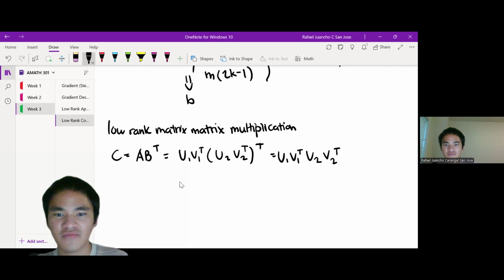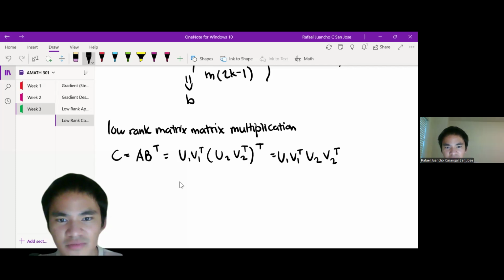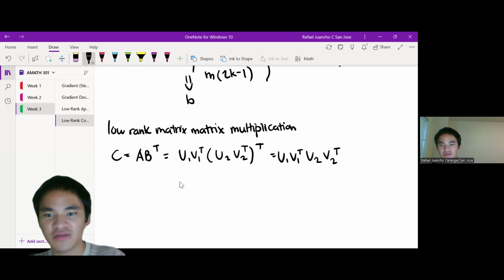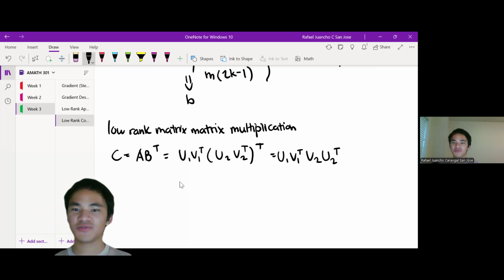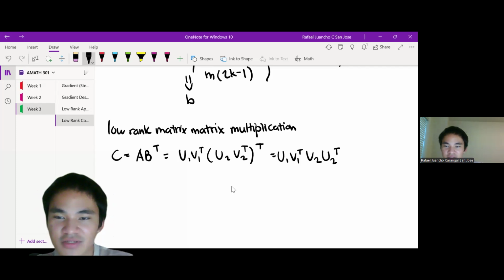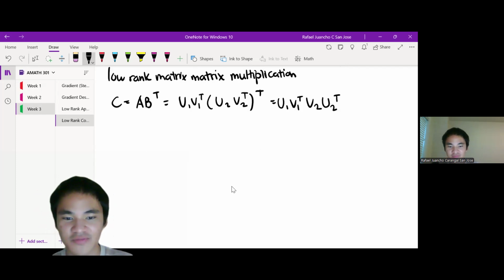How did that work? I have my U1 V1 T done. My U2 transpose, then oh, did I mess it up? Oh my bad. This is supposed to be my V, and then this is supposed to be my U. There we go. If I were to transpose something that has been transposed, well, it will go back to the original thing, right? Because I'm just switching it around.